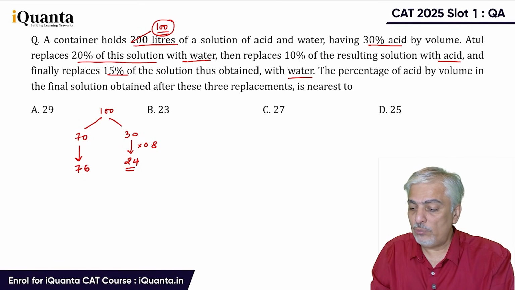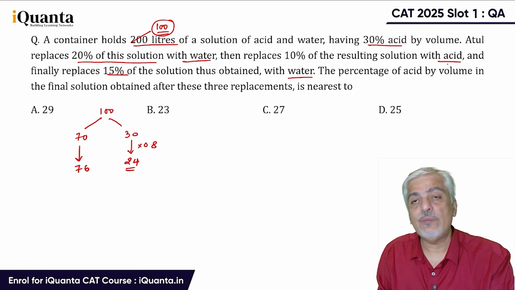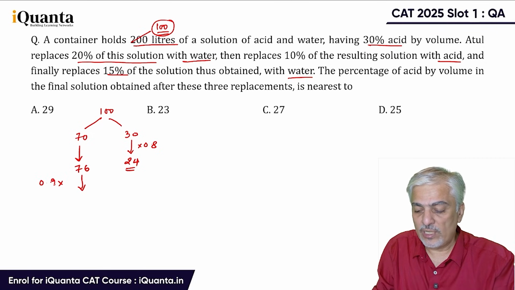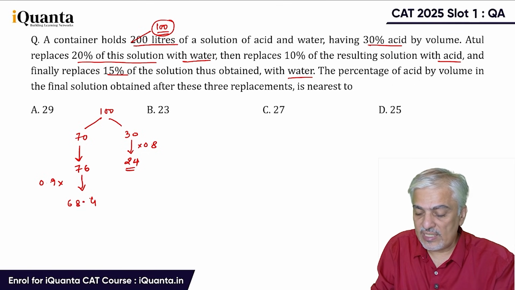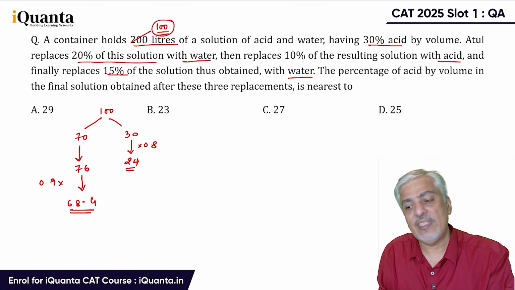Second time, we are removing 10% and replacing with acid. So this time work only on water. So do the same thing into 0.9. Let's do the calculation. 9 6s are 54, 9 7s are 63 plus 5 is 68. So 68.4 liters. If you wanted to avoid the decimal, you could have started with 1000. 68.4 liters of water is there. Out of 100, everything else will be acid.